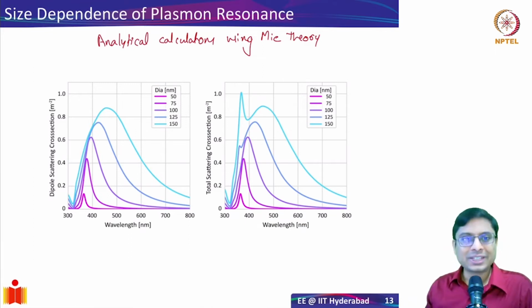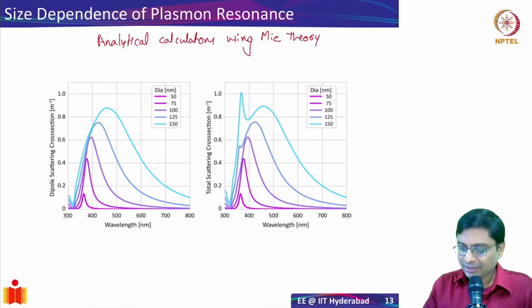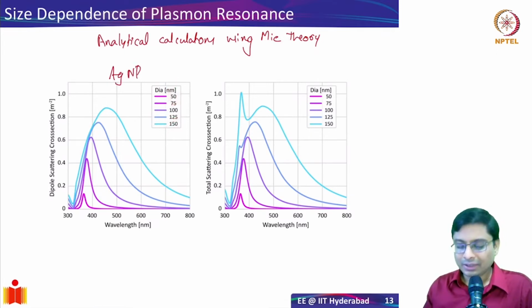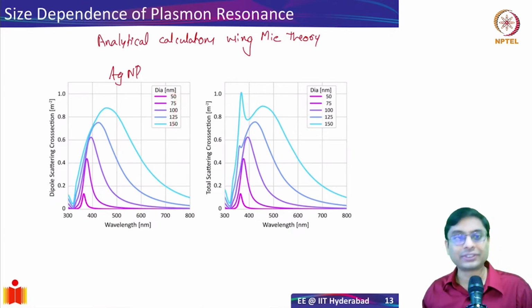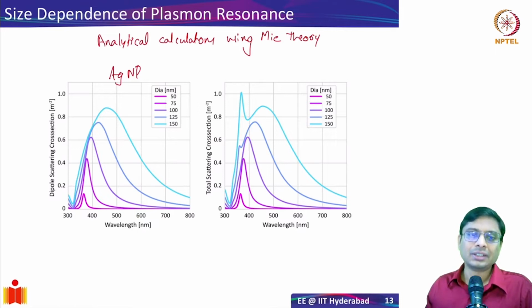So essentially, if you do these calculations, in this case, I think this is done for a silver nanoparticle of different diameters. Okay, Ag nanoparticle of different diameters going from 50 nanometers to 150 nanometers. When you have this range of nanoparticles, you see the scattering cross section, basically how efficient is this in scattering? Let's say if you have a nanoparticle, how much is the scattering cross section? So we said that already this is a resonant phenomenon, right?